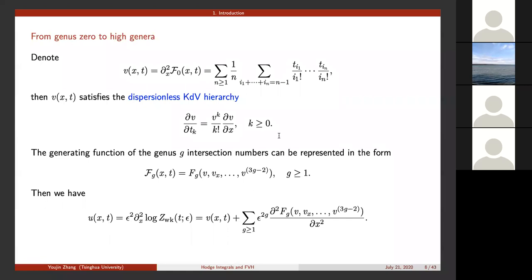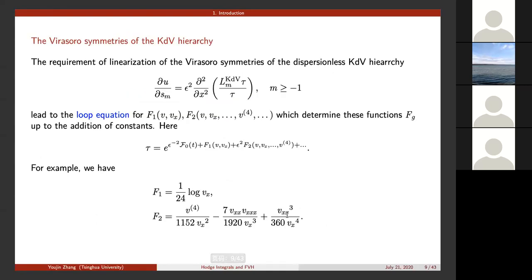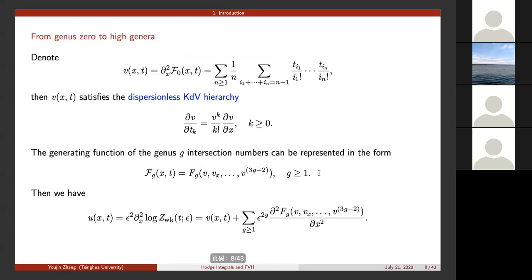So now, starting from the genus zero information, you need to find the functions F_g, and we can find them by using the Virasoro constraints. In other language, we are familiar with the Virasoro symmetries of the KdV hierarchy, and we also know that the dispersionless KdV hierarchy has Virasoro symmetries. These Virasoro symmetries can be represented by Virasoro operators acting on the tau function. But this representation of the Virasoro symmetry of the dispersionless KdV hierarchy cannot be represented as a linear action of operators on the tau function.